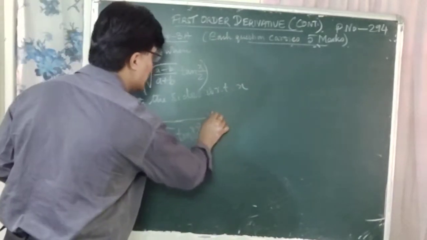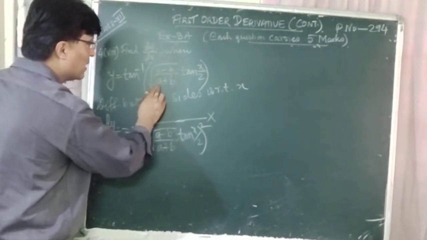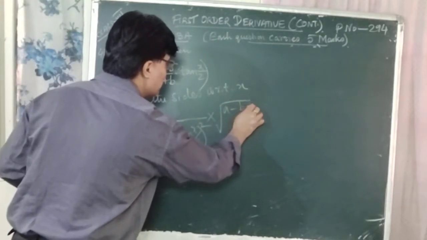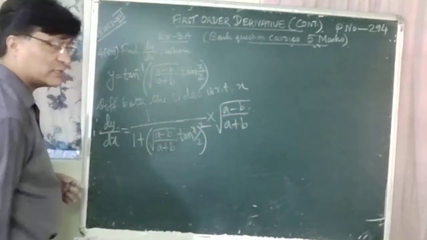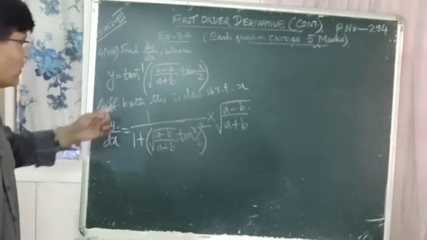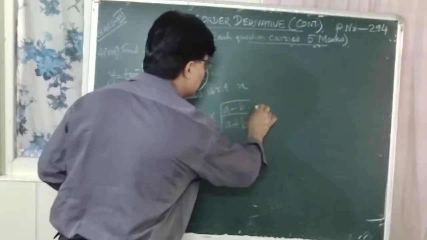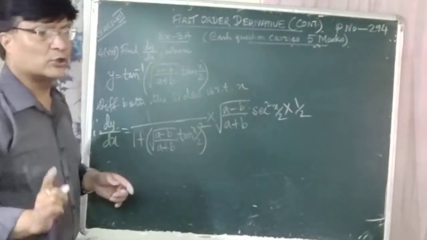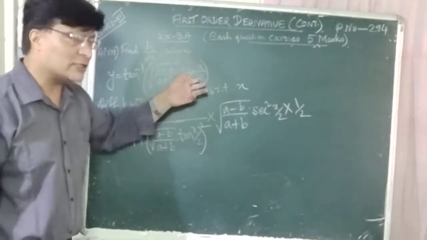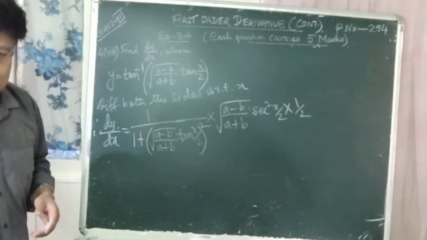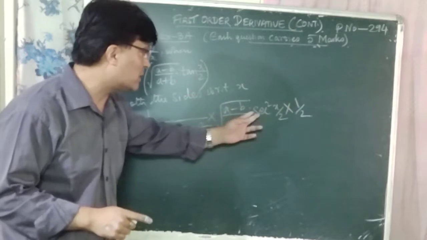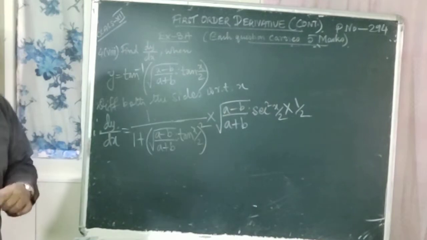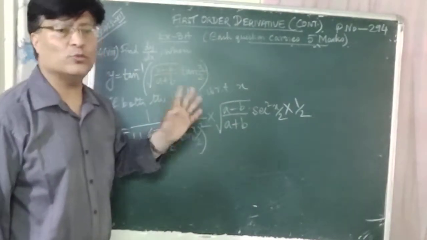That is, again you have to differentiate root over a minus b by a plus b into tan x by 2. Right? But in this case, this root over a minus b upon a plus b is free from x. So this is a constant quantity. Now differentiate tan x by 2. What is the differentiation of tan x by 2? It is sec square x by 2 into half, right? So how is this tan x by 2 differentiated? You should take it as tan x. What is the differentiation of tan x? Sec square x. But here it is sec square x by 2. Now in this case also x by 2 was taken as x. Again you have to differentiate that term x by 2 with respect to x.